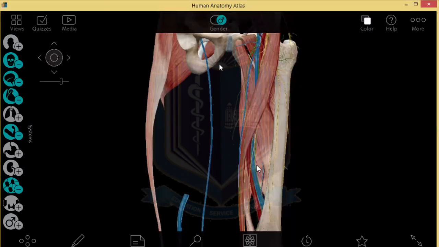This is an opening in the deep fascia of the thigh, called the fascia lata, about 2 inches below and lateral to the pubic symphysis. Passing through the cribriform fascia, the great saphenous vein drains into the femoral vein.